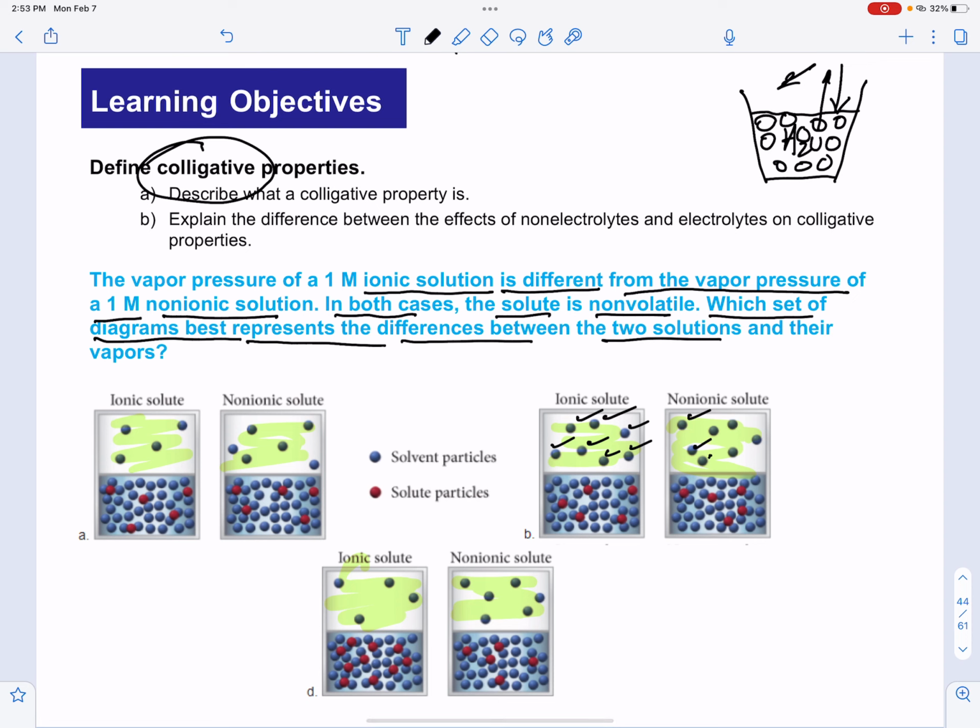1, 2, 3, 4, 5, 6, and 7. The vapor pressure there is going to be the same. So that doesn't represent the situation because the vapor pressure is the same. So we're talking about a different vapor pressure. So the one that is ionic, in this case, is lower than the non-ionic. Can you see that? We got 4 on the ionic and 6 on the non-ionic.